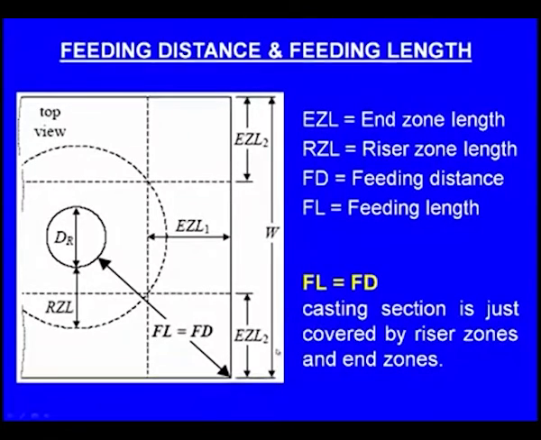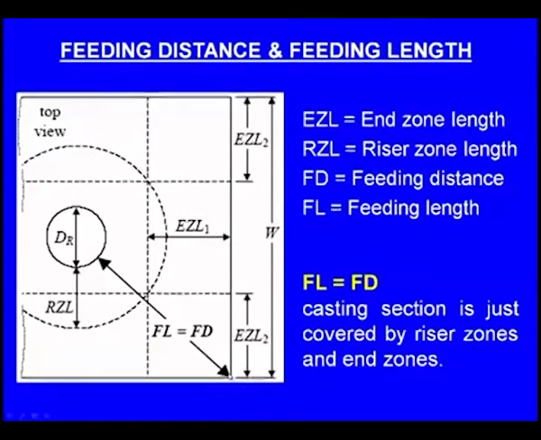Now what is the feeding length? In this case feeding distance is equal to feeding length, which means the length of the casting, this portion measured diagonally, is equal to the feeding distance. That is why feeding length is equal to feeding distance in this section, because the casting section is just covered by the riser zones and the end zones. Now we will see the difference between feeding distance and feeding length more clearly.